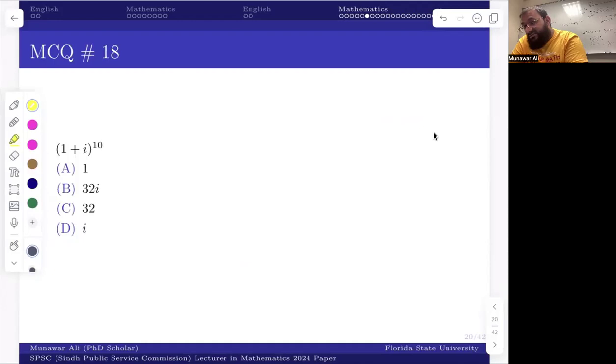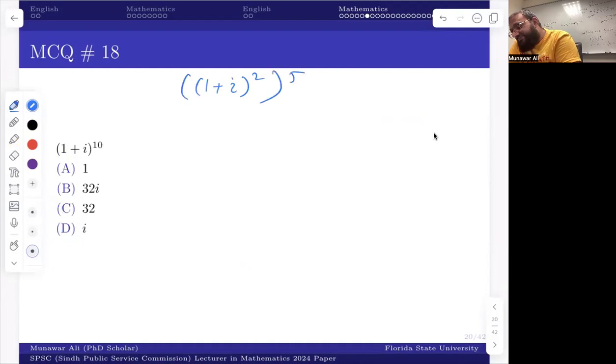This is again a simple question because you only have to expand to the power 10, but expanding the power 10 is really difficult. So what I am going to do is write this one as 1 plus i, to the power 2, to the power 5. Since we know the formula of a square, we can evaluate the square. Then we can deal with the fifth power. This is an easy strategy to deal with. If this does not work, then we can do something else.